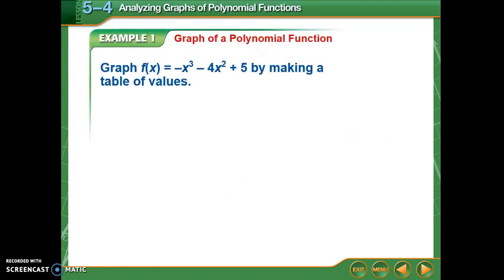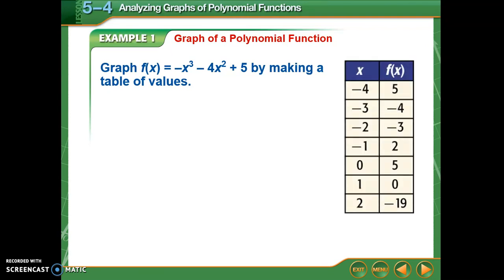All right, so let's take a look at this first example. We're going to graph f of x equals negative x cubed minus 4x squared plus 5 by making a table of values. So I would suggest that you pause the video for a second and fill in the table of values that's on your notes, and then compare it with the one I'm about to pop up here.